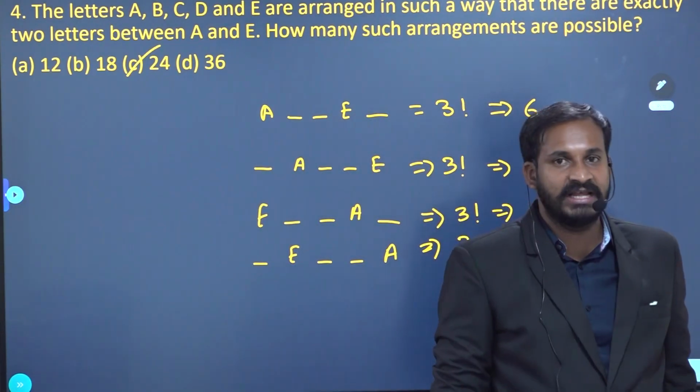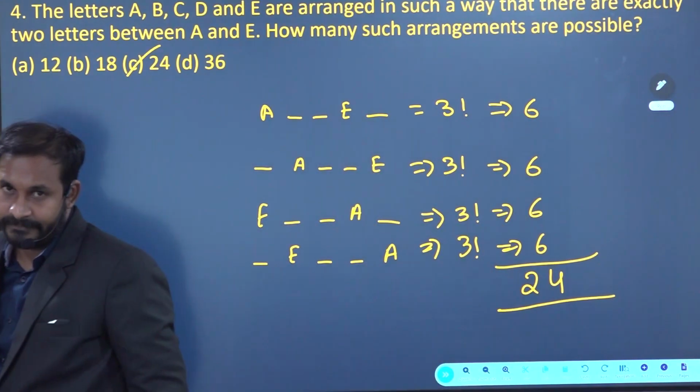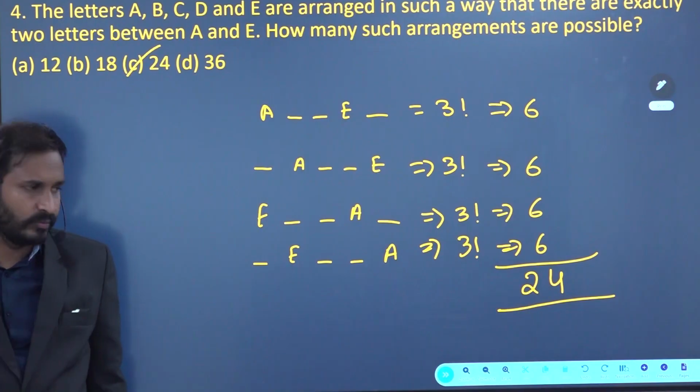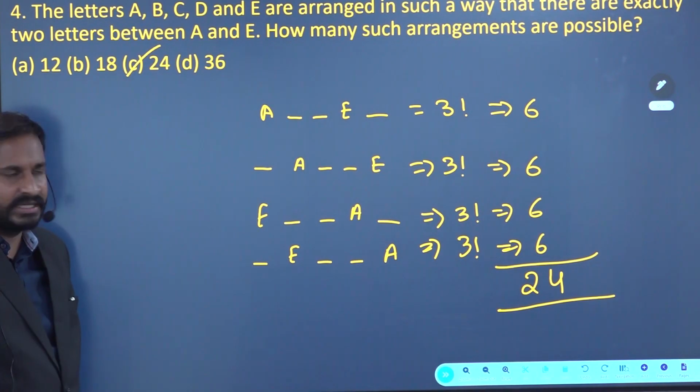That means my answer will be 24 different ways in which I can arrange such that A and E will have exactly 2 positions between them. In another manner we can do the same thing, but it will take a lot of time.